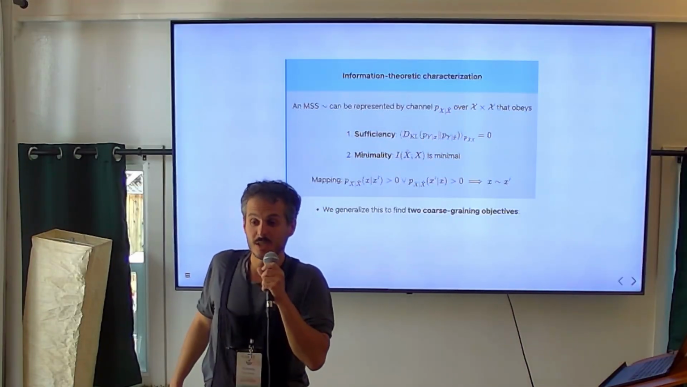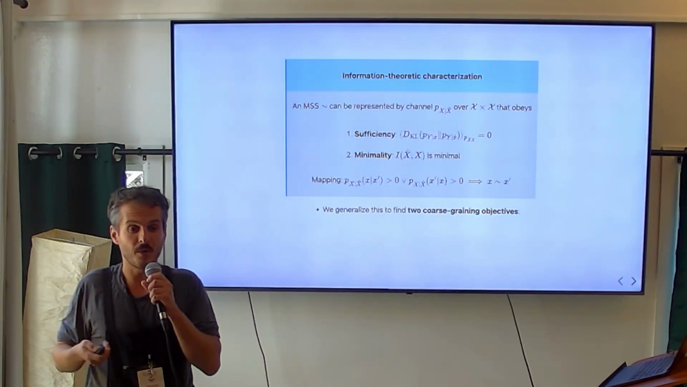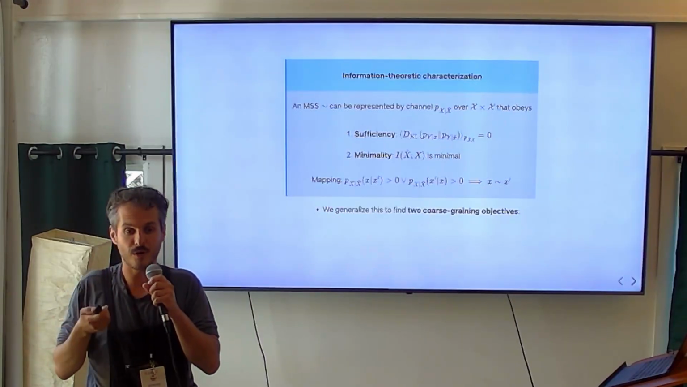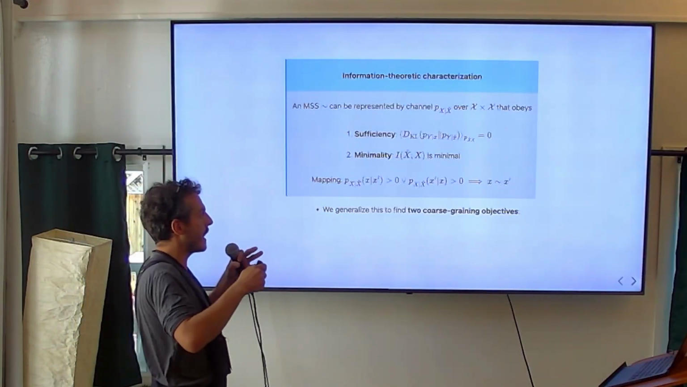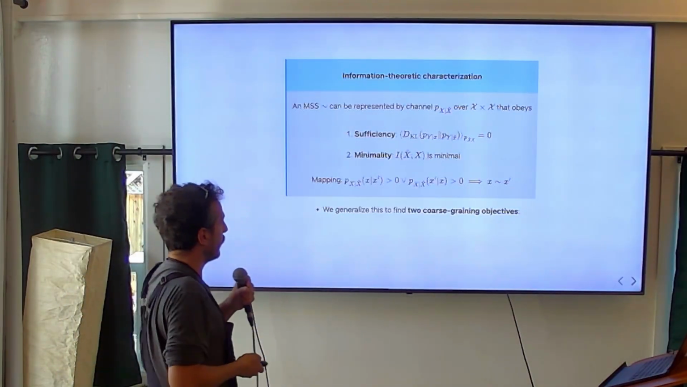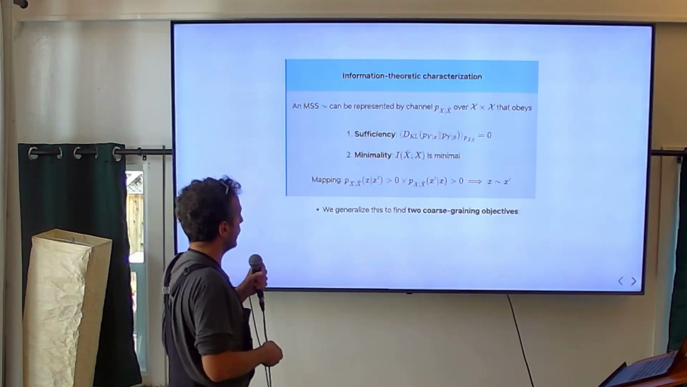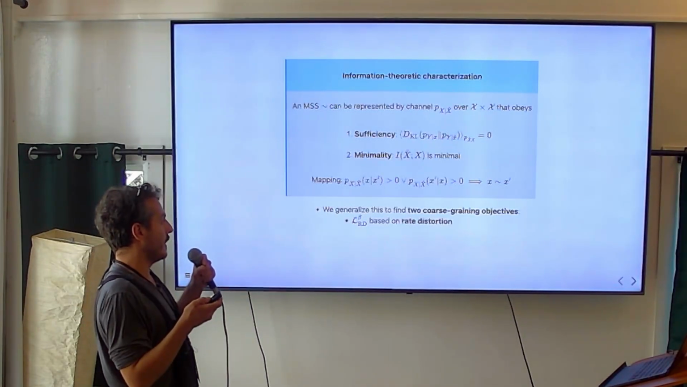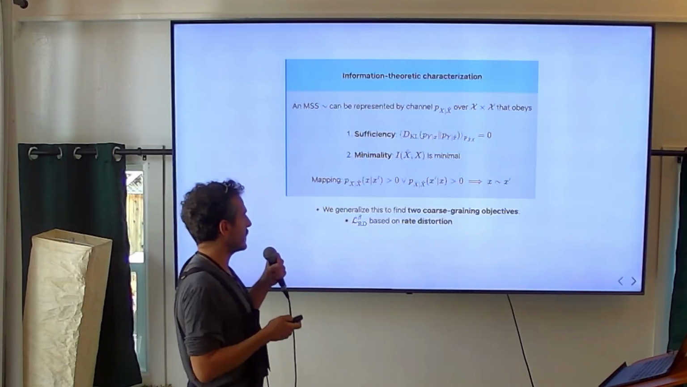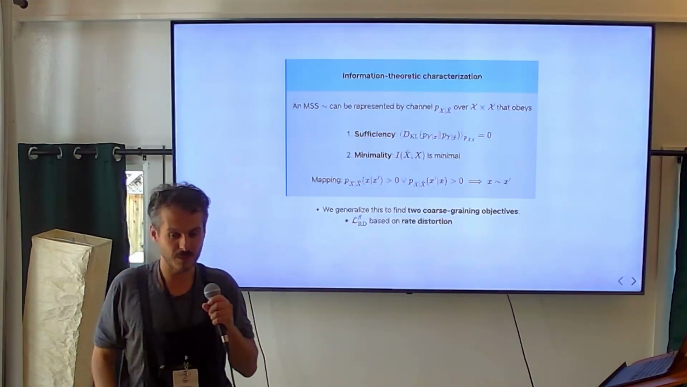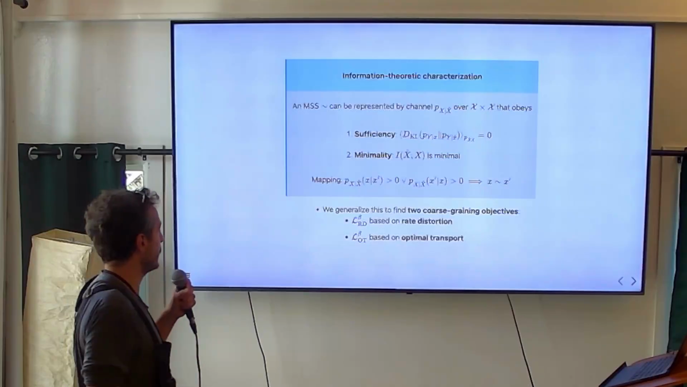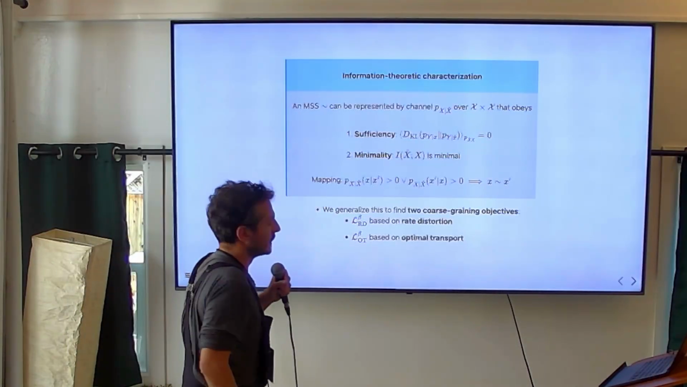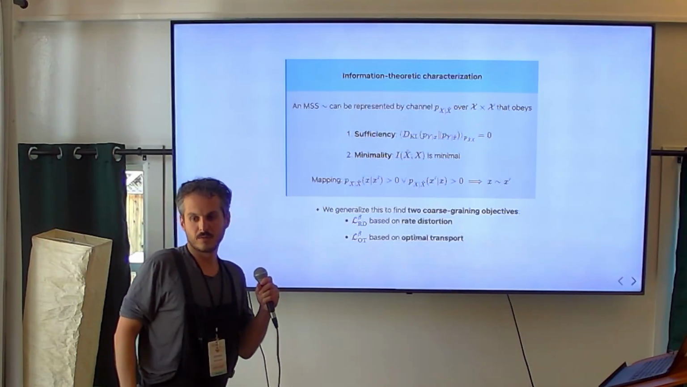One of the things we'll see is that this gives us an interpretable diffusion map, or coarse-graining map, that blurs out the information we don't care about while still preserving predictions about y. So I'm going to use this to define two alternative information coarse-graining objectives: one based on rate distortion, and one based on optimal transport. Any questions?